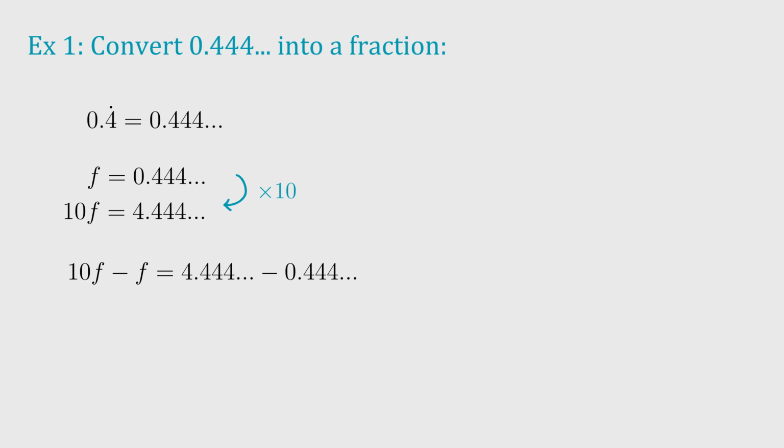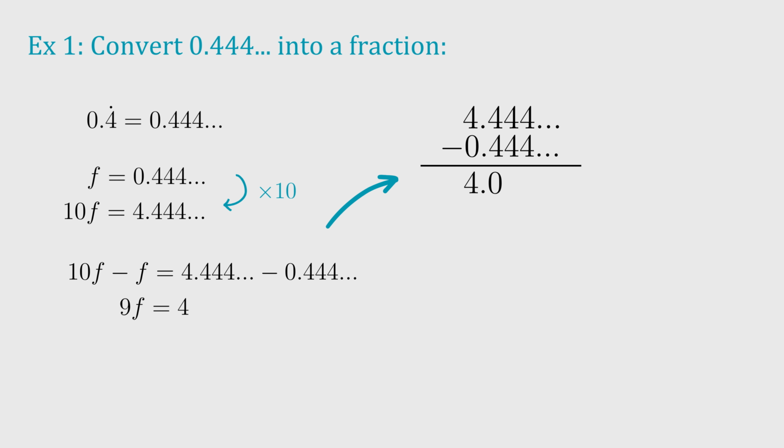The reason we subtract them is because 4.444 repeating subtracted by 0.444 repeating is 4. So the decimal values cancel each other out, and it leaves you with an integer. That is the most important thing to know when converting to a fraction. The decimals have to be the same. 10f minus 1f is 9f, and 4.444 repeating minus 0.444 repeating is 4, as shown previously.